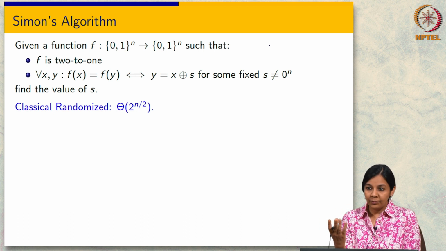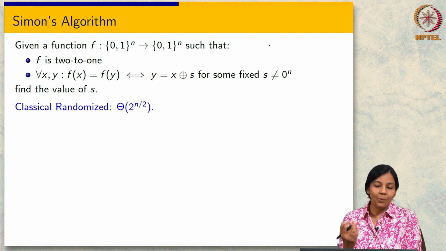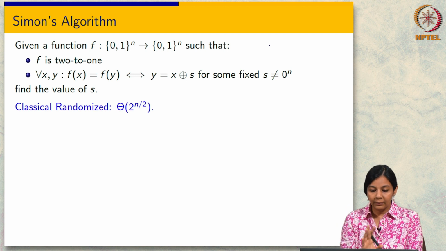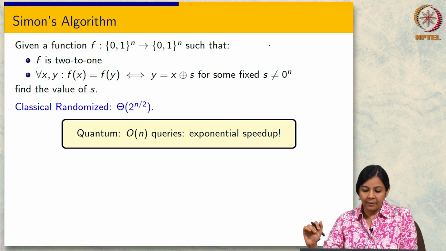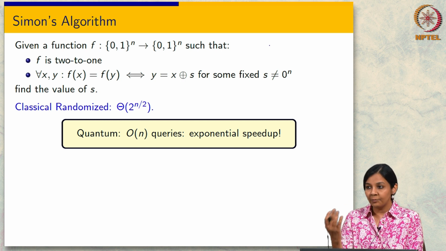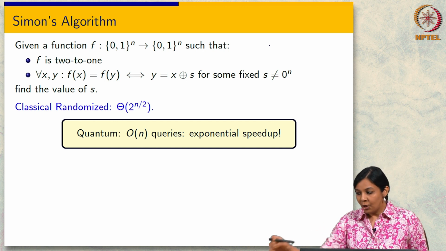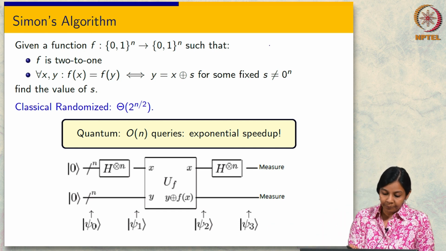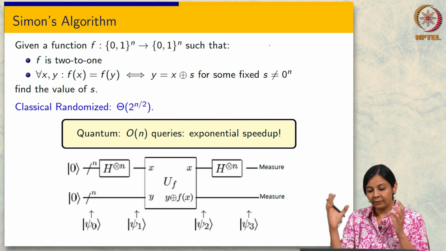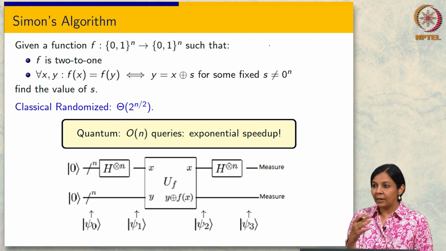Well, as usual we are going to do a lot better, it wouldn't be in this course otherwise. So once again we'll do it with a single query. Oh, I'm sorry, not a single query but n queries. This is still an exponential speed up. Okay, so let's see how. This is the algorithm. It once again follows this rough paradigm of applying Hadamard, then doing some computation, and applying Hadamard again, but the details are actually quite different.